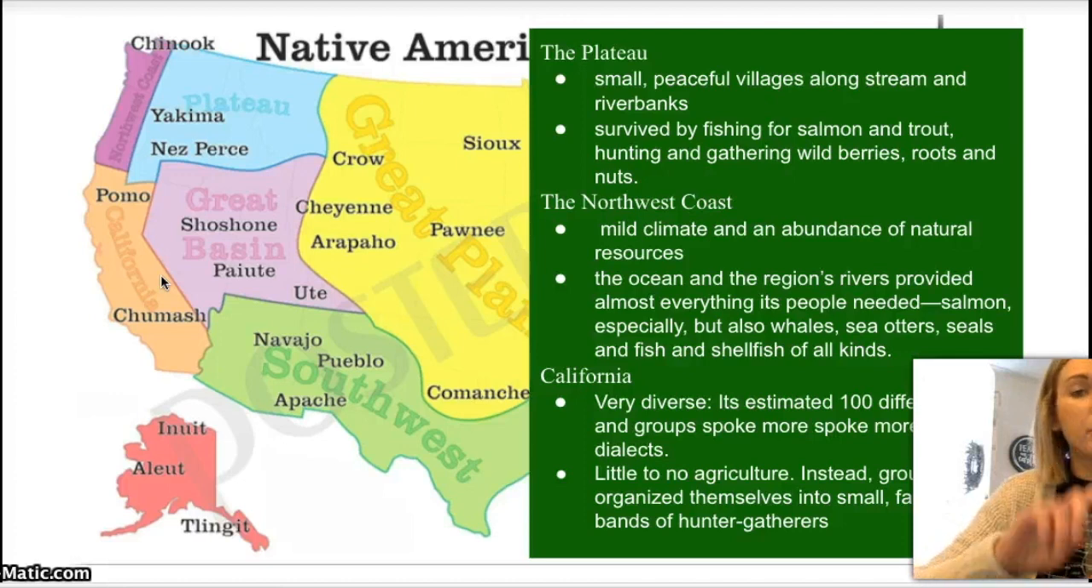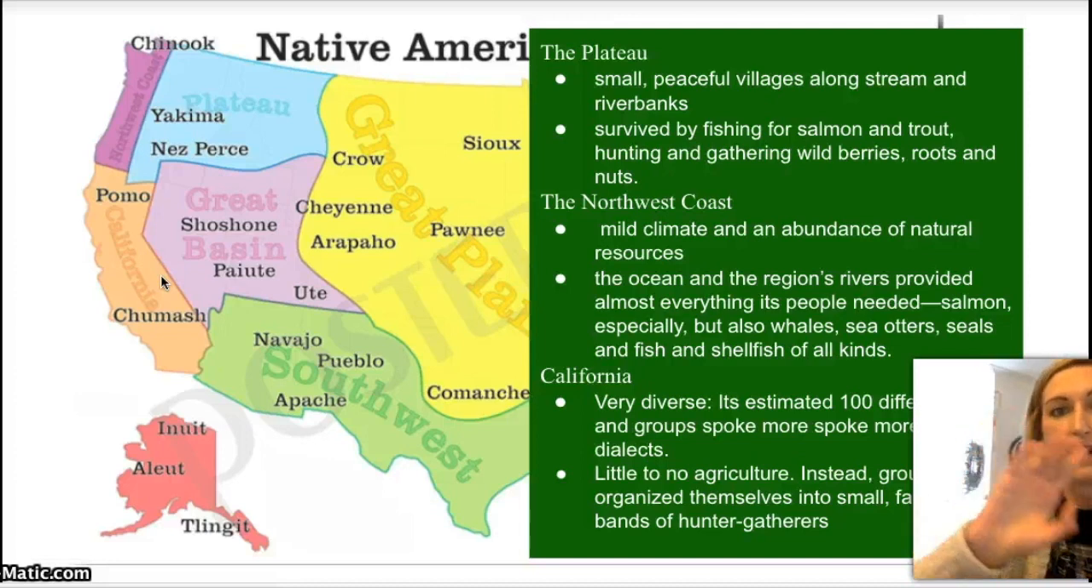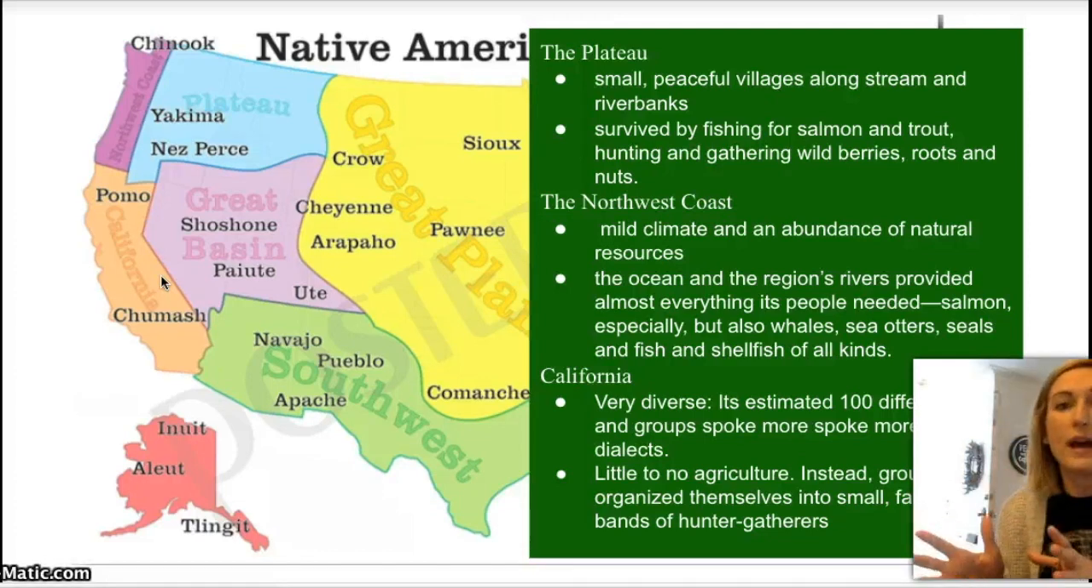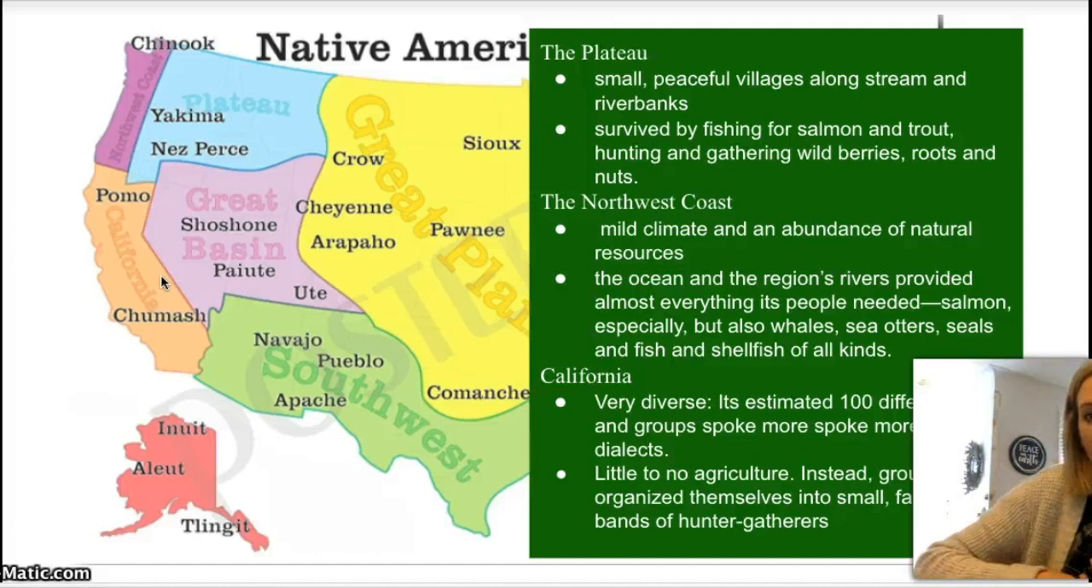Now, the Plateau and the Northwest Coast and the Great Basin, they were pretty lucky. They had a lot of what they needed right there for them because they could plant, they could get their fish, they could get the whales and the seals to use for many different things. So they were pretty settled. They didn't have to pack up and move around a lot. Sounds like in California and more to the Midwest and the Great Plains region, there was a lot more movement. And we're going to talk about why here in a second.